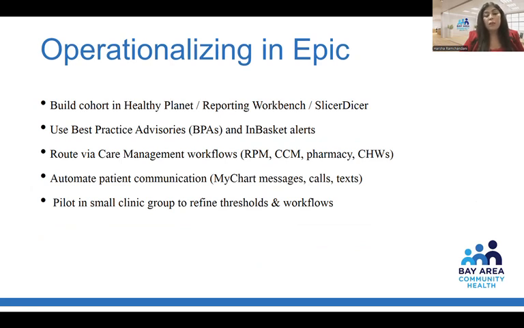We can use something called best practice advisories, which are sort of like a flag in the chart. As soon as a doctor opens the chart, it shows that the patient is high risk, and please follow up and do this and that. Also the in-basket alerts, which is called Epic Chat, so we can talk to the team members through this. We will also be utilizing our remote patient monitoring, chronic care management, pharmacies, and community health workers to help with this. And of course, using MyChart messaging, calls, and text.